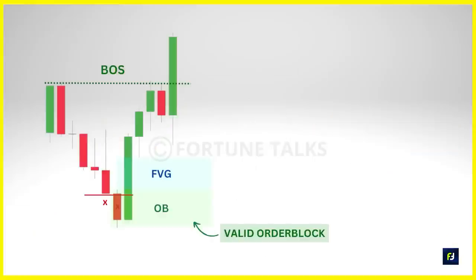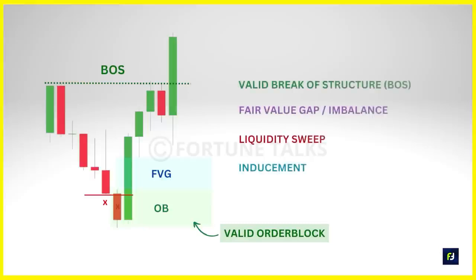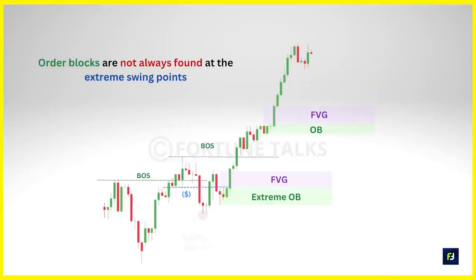If you have watched my video on order flow and order blocks, you might have noticed the number of criteria that need to be satisfied in order to identify a valid order block, be it a valid market structure break, an inducement, a proper liquidity sweep, presence of an unmitigated imbalance, etc. You might have also realized that order blocks are not always found at the extreme swing points. We might have to shift our order blocks for obvious reasons.